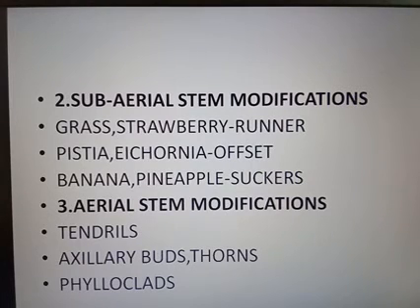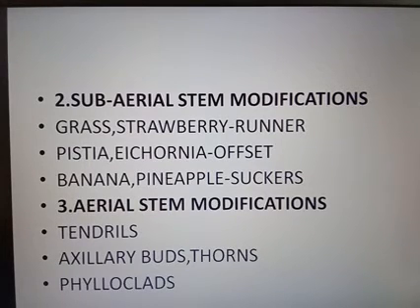Then Eichhornia and Pistia are both water-living plants. The subaerial modification seen in Pistia and Eichhornia is known as offset. The stem modification seen in banana and pineapple is known as suckers. Is that clear? Once again, I am repeating that subaerial modifications have their own names.